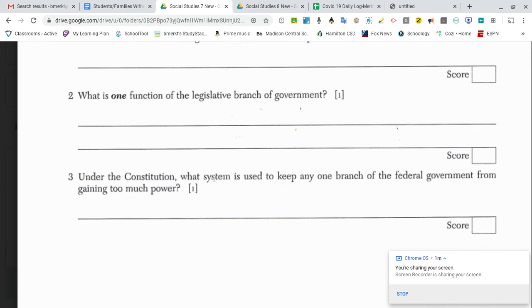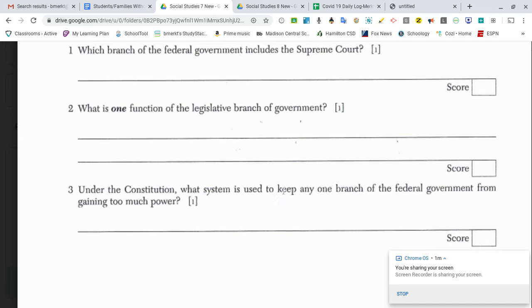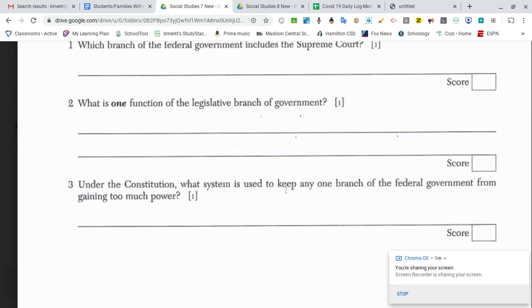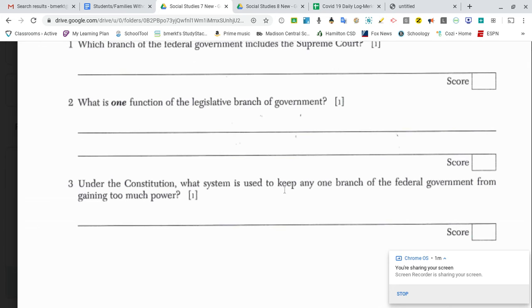Finally, under the Constitution, what system is used to keep one branch of the federal government from gaining too much power? Do you remember what that was called? To keep the balance of our government? And the answer is checks and balances, right? Checks and balances, separation of powers, anything like that would get you full credit.